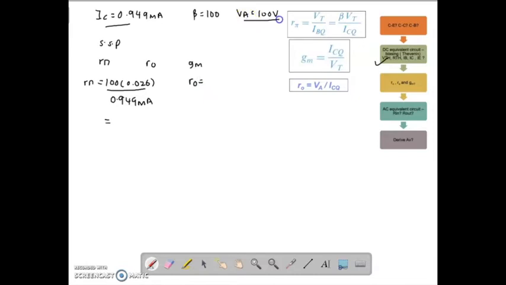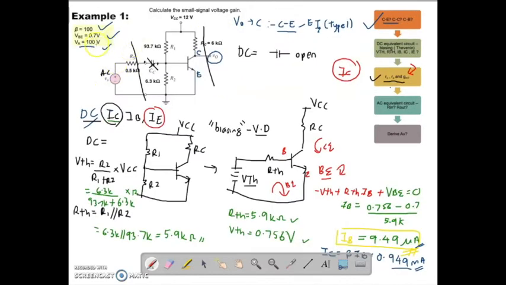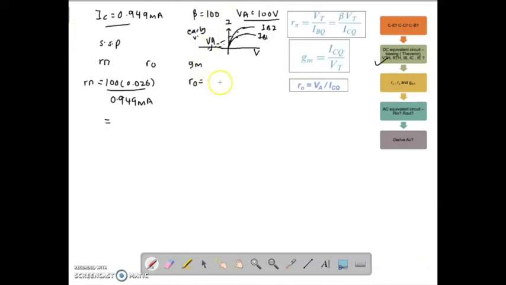If the early voltage is given, remember what the early voltage is in the non-ideal condition. Your IV characteristic will have a slope. When you extrapolate the IV characteristic of your BJT, this is IB1, this is IB2, right? When you extrapolate, this is what we call VA, the early voltage. In this question, the VA is given, so R naught will exist, and it becomes 100 divided by 0.949 milliampere.